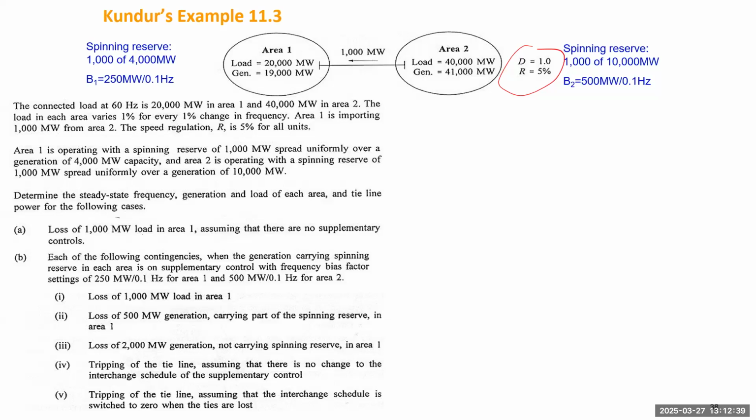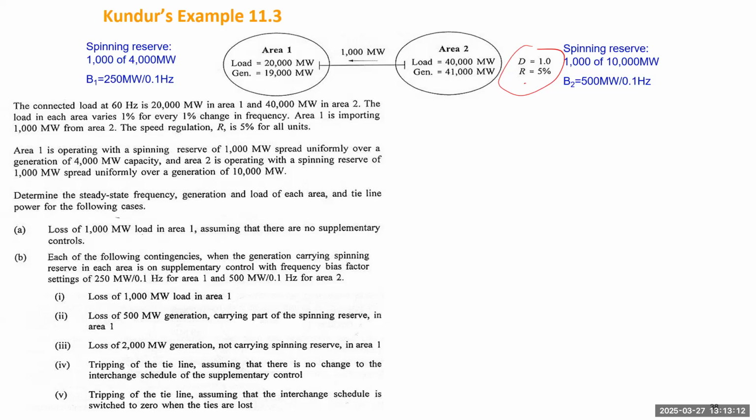1.0 here means for one per unit frequency change, it should be 1% of frequency change will cause 1% load change. That's what D equals 1 means. But you can always translate what I just said into units, like how much frequency change in hertz will cause how much megawatt change, to be more convenient for calculation.